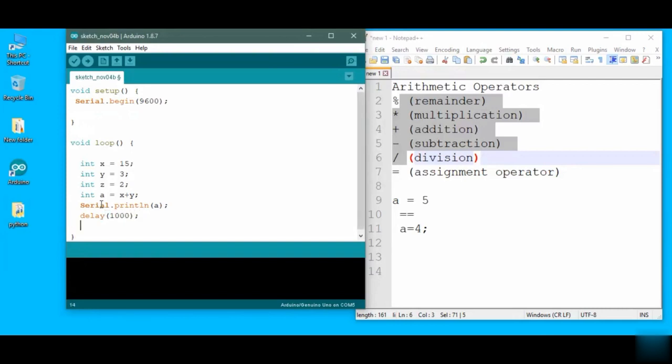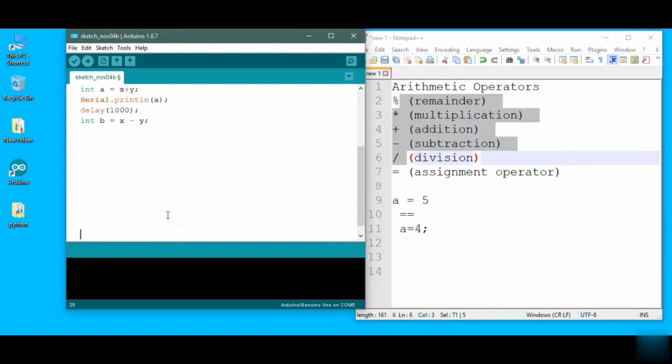and then we have another variable b, that is the difference of x and y. So now let us have x minus y. This is the way that you can work here on operators. Now let me print this with Serial.println, and we have b here, and now again a delay of 1 second here.